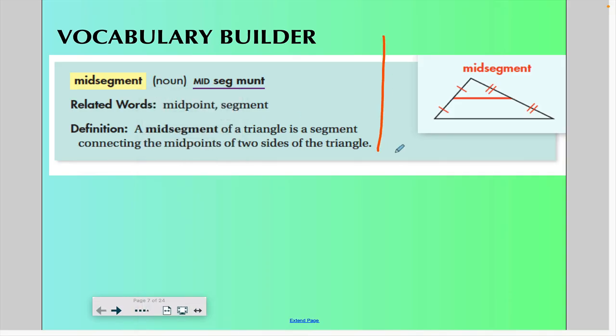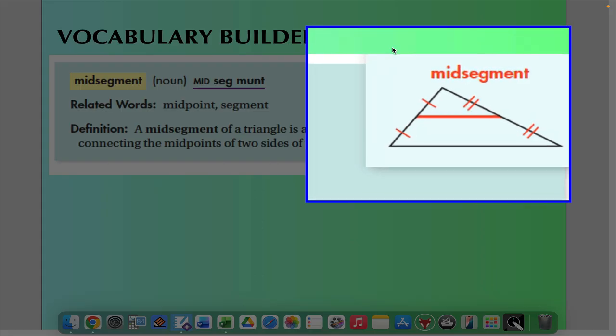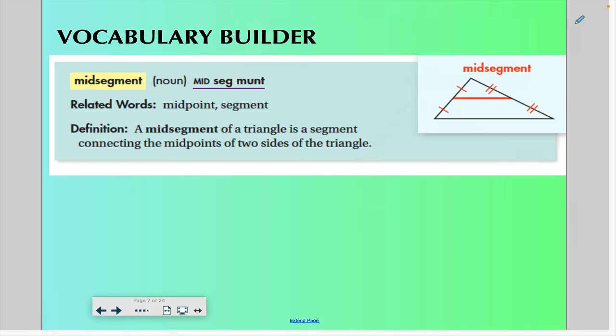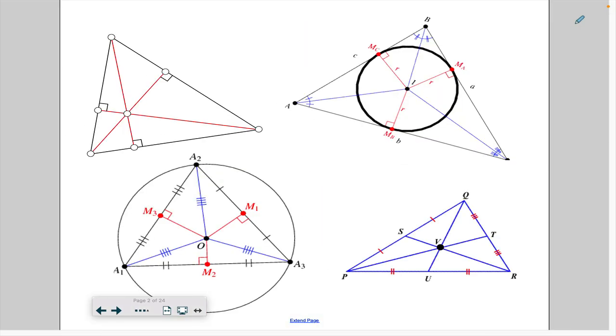A mid-segment of a triangle is a segment connecting the midpoints of two sides of the triangle. So if we take a look at this picture, that picture I showed you earlier with a bunch of drawings on it might make more sense a little bit later on. They're claiming this is a mid-segment. How do we know this is the midpoint? Because what did they mark? So this is a mid-segment. It connects those two.